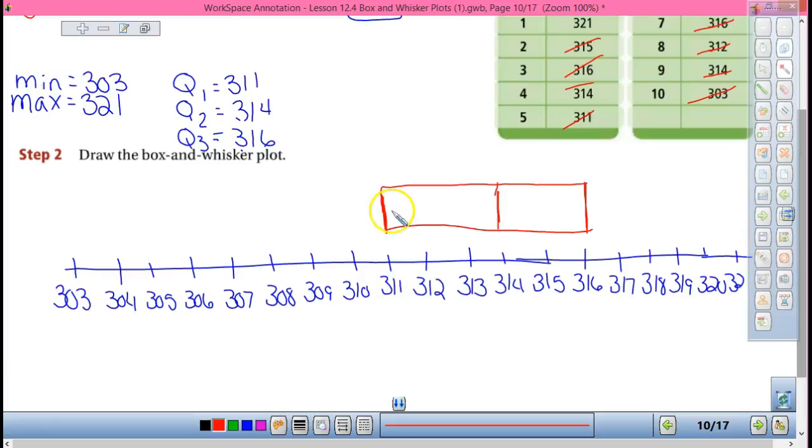Okay, and then making my whiskers. So a line out to 303. Make just a little dash mark out at 303 and a line out to 321. Making a little dash out like that. So I have a box here, and then I drew my whiskers, my max, and my min. Not too bad?